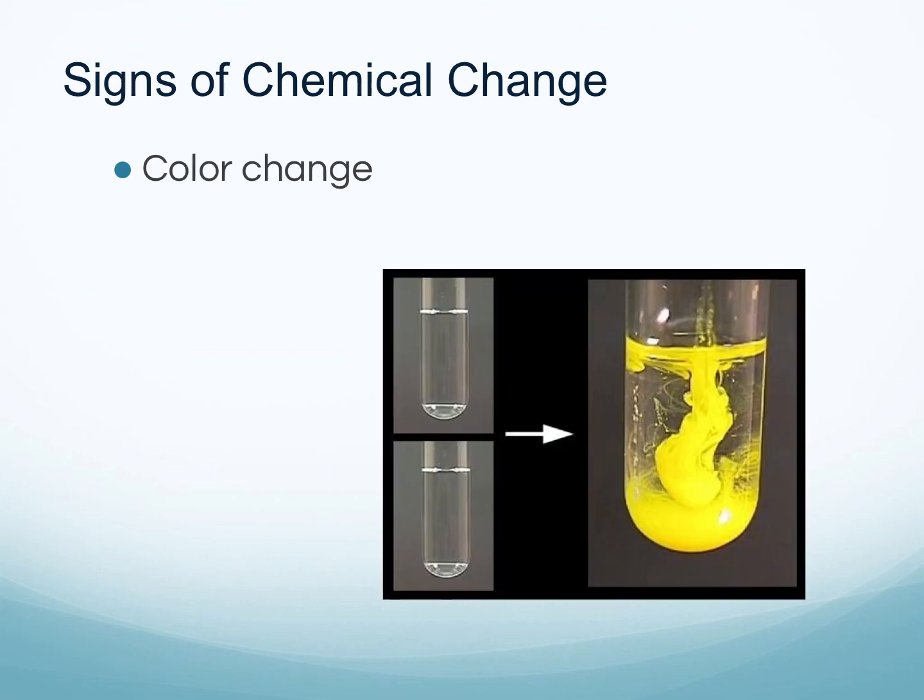And finally, we can often see a color change as a good indication that a chemical change has occurred. So here I see two clear, colorless, translucent liquids. When you mix those two together, they form this yellow. In this case, we actually see a yellow precipitate. That powdery solid is formed in there, but we also see that color change. And so that color change is a good indicator of a chemical change.